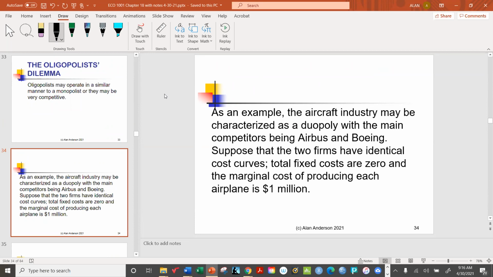Now we're going to assume that this is a duopoly. There's nobody else out there. We're also going to make some simplifying assumptions. The two firms have identical cost curves, their fixed costs are zero, and the marginal cost of each airplane is $1 million. Right now, this is all just to keep it simple. In other words, neither one of these has a cost advantage. So their job is to figure out how many planes to produce to maximize their revenues, given the global demand for aircraft. So they can't ignore that. But that becomes the main focus since they have the same cost curves.